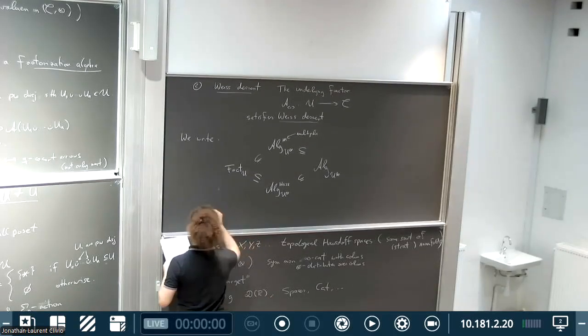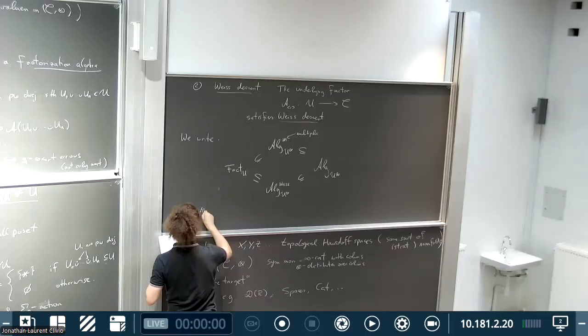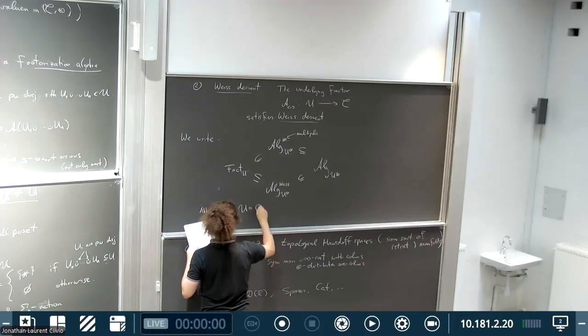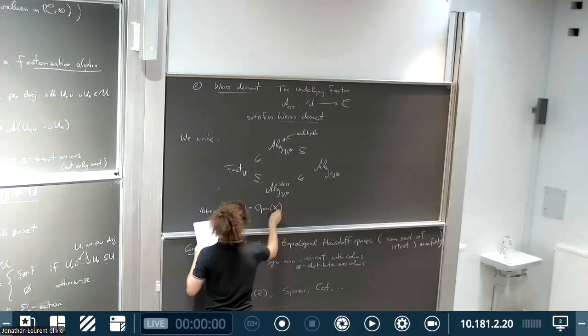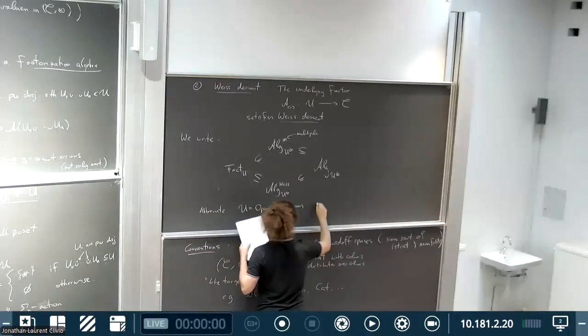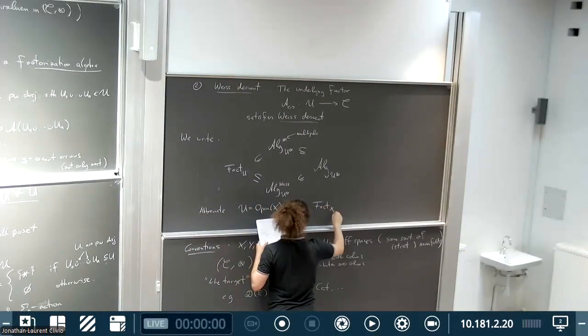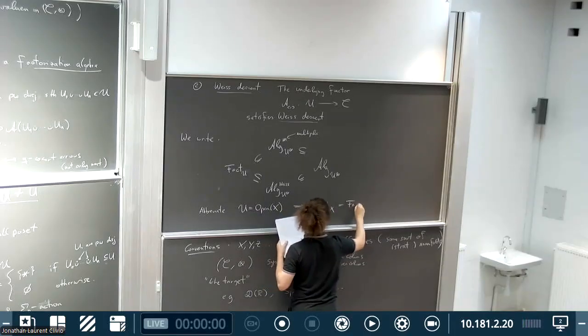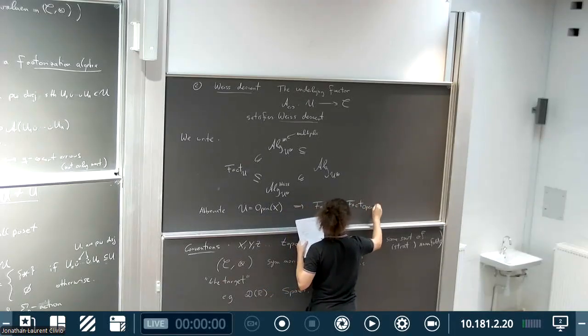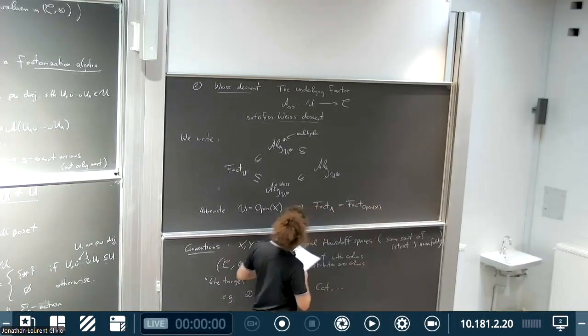And specifically, we also abbreviate because it comes up a lot. So if U is everything, so it's all opens in X, then we just write factorization algebras on X instead of factorization algebras on open X.